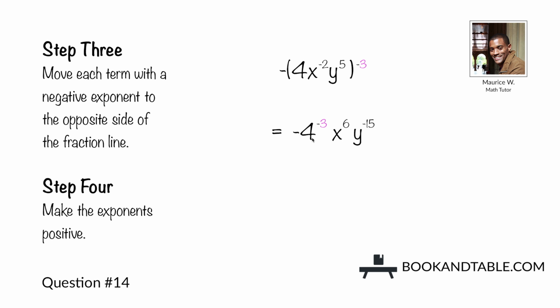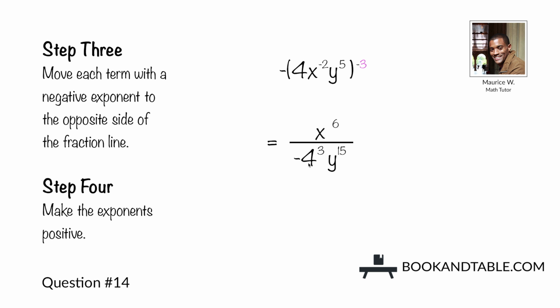So we want to move our coefficient 4 to negative 3 to the denominator, making it 4 to the power of 3. And we want to move our y term to the denominator. Y to the negative 15 becomes y to the 15 in the denominator. Now we have positive exponents, and we have x to the 6 remaining in our numerator.